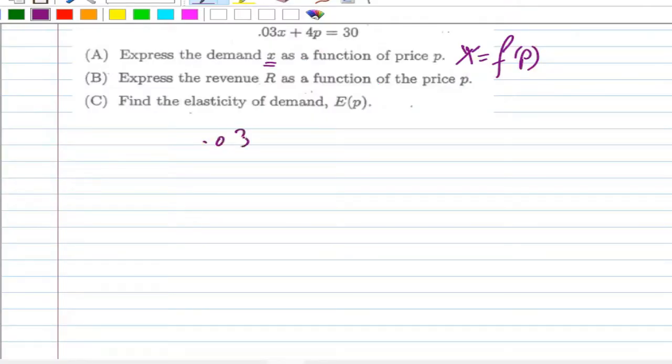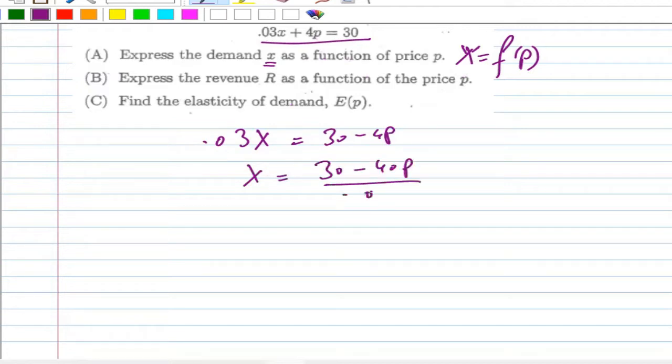If you want to isolate x, you get 0.03x from the given. It's equal to 30 minus 4p. Divide by 0.03, so we get (30 minus 40p) over 0.03. Now you can simplify it more, but there's no need. There's no question about that simplification. You can, but no need. Now this is a function in p, finished.